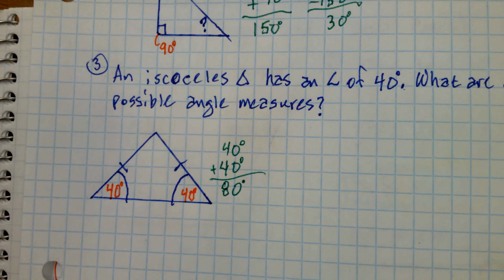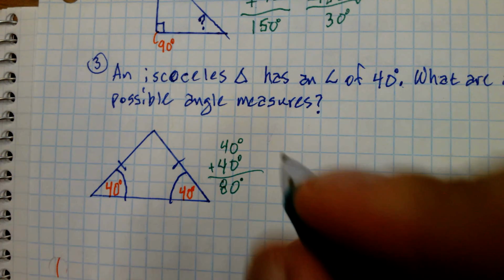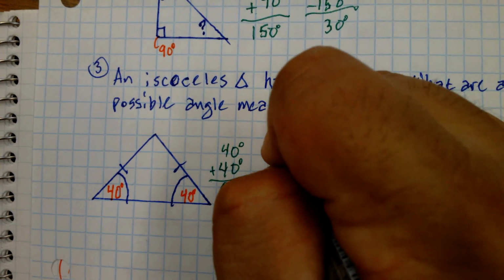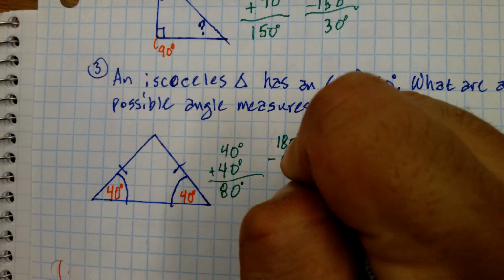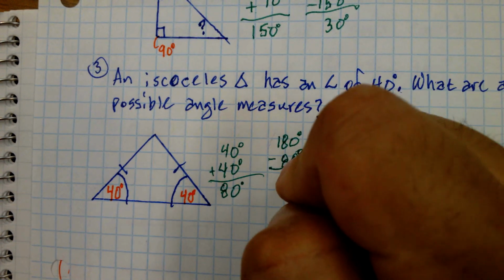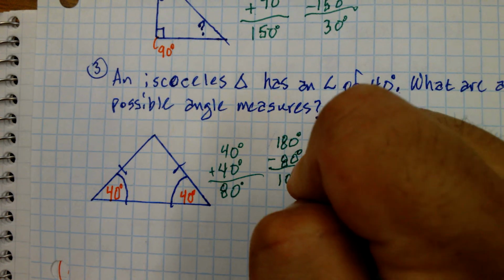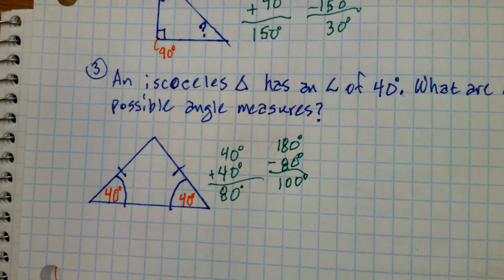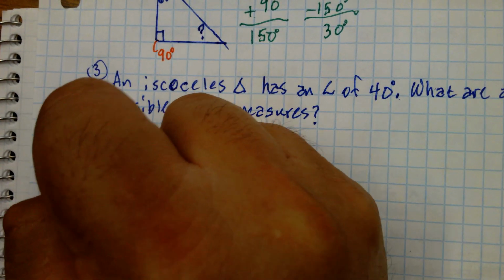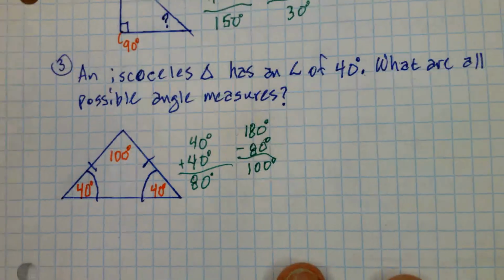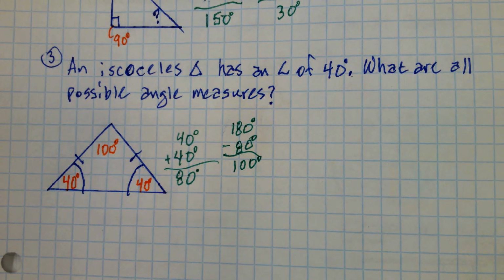Okay? And then just do what we've been doing. Subtract away the 80 from 180. And that would be 100. So now that tells us this angle up here has to be 100. Okay? So we got this possibility. You have two angles that are 40 degrees and one that's 100.